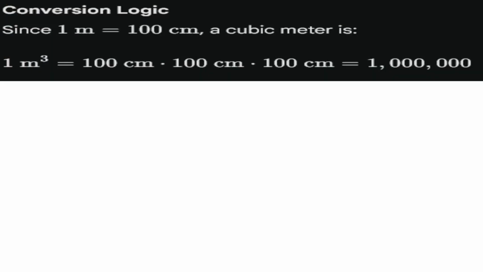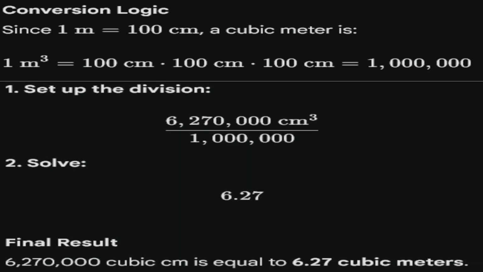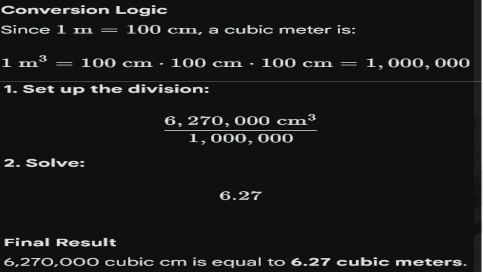To convert cubic centimeters to cubic meters, we divide by 1 million, since 1 cubic meter is 100 centimeters by 100 centimeters by 100 centimeters. This confirms the final result of 6.27 cubic meters.